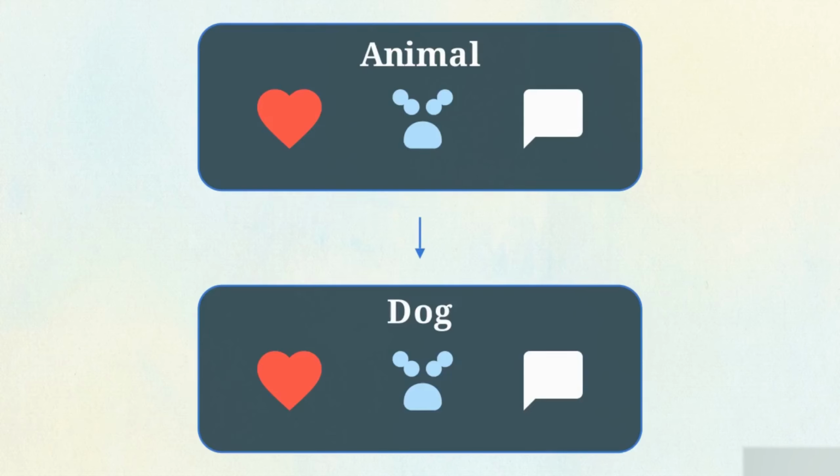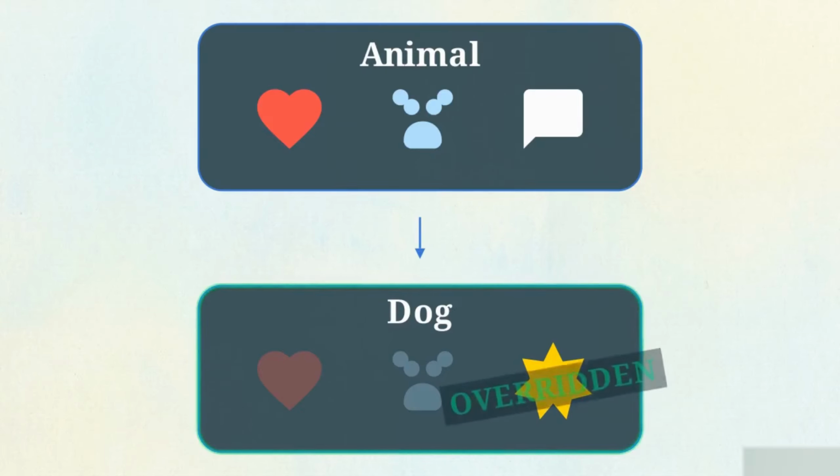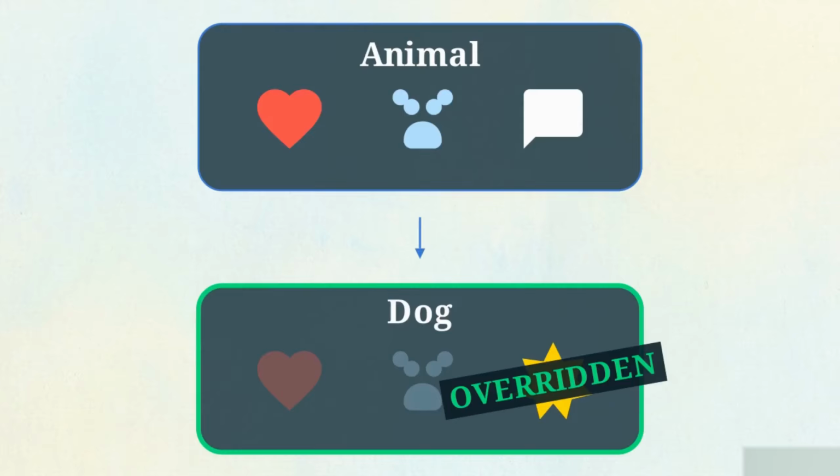But a dog barks. It requires a specific sound. To handle this, the child node can swap out that generic behavior for a uniquely shaped alternative. This is method overriding, redefining an inherited method to provide specialized custom action.